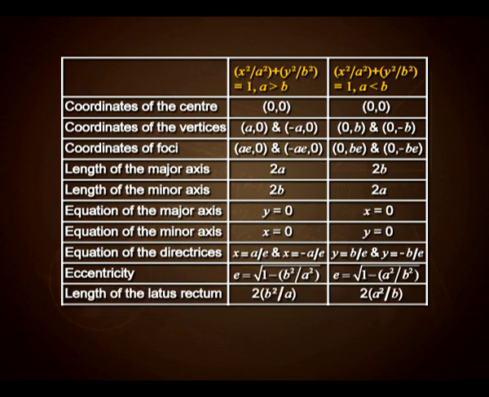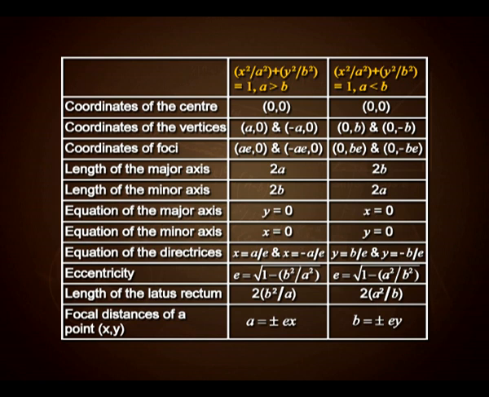For the first case where a is greater than b, the length of latus rectum will be 2b²/a, and the length of the latus rectum in the second case where a is less than b is 2a²/b. Now, focal distances of a point (x, y). For the first case where a is greater than b, it is a ± ex, and in the second case where a is less than b, the focal distance of a point (x, y) will become b ± ey.